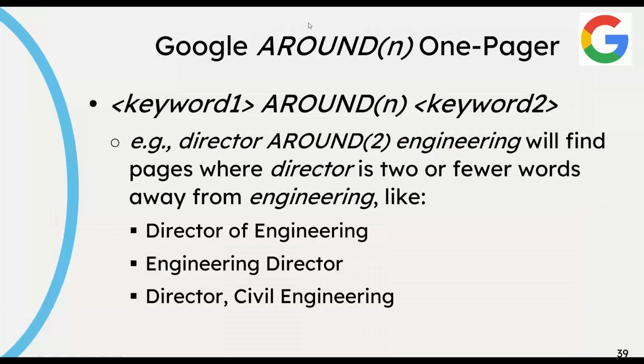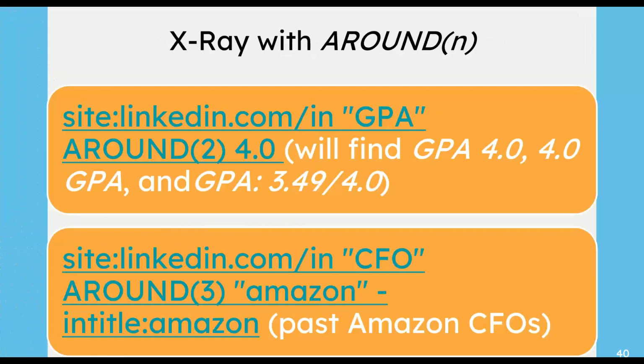So that's how the around operator works. Where we pair it with the LinkedIn X-ray, we can say things like GPA around 4.0. We'll find either GPA 4.0, or 4.0 GPA, or GPA 3.49 out of 4. This is really useful in that grade search example we talked about as an application. We can search for people who were the CFO of a company in the past, but not currently. I'm sure we can think of applications for that.